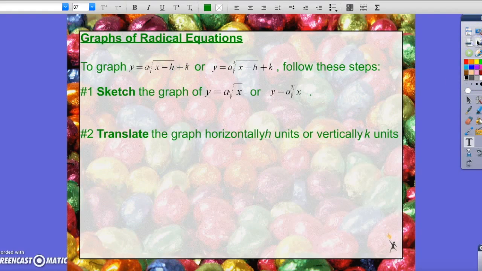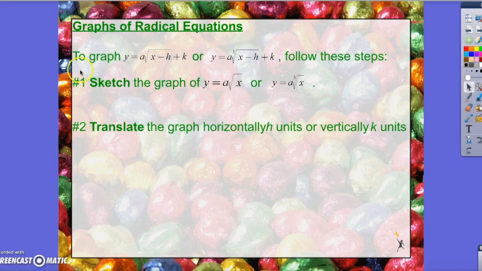All right, so now we want to add a little bit more to it. What happens if I have extra numbers? Right now we were just graphing y equals a square root of x, or y equals a cube root of x. What happens if there's an h and a k, some other numbers there? Graphs of radical equations: to graph y equals a square root of x minus h plus k, or y equals a cube root of x minus h plus k, follow these steps.